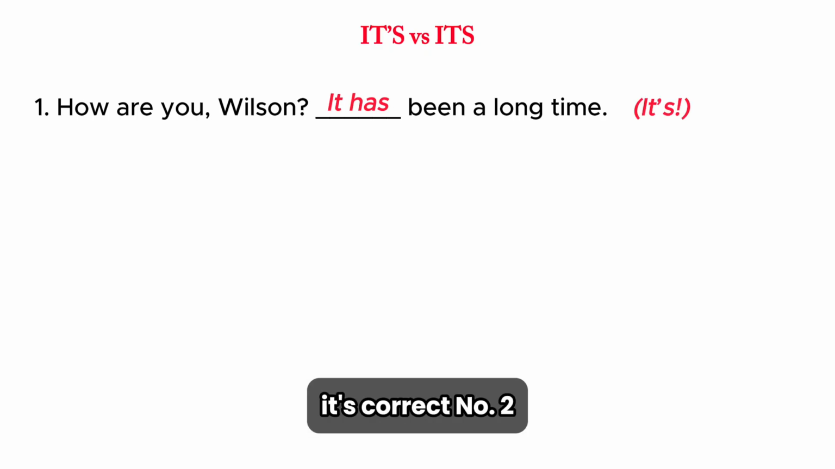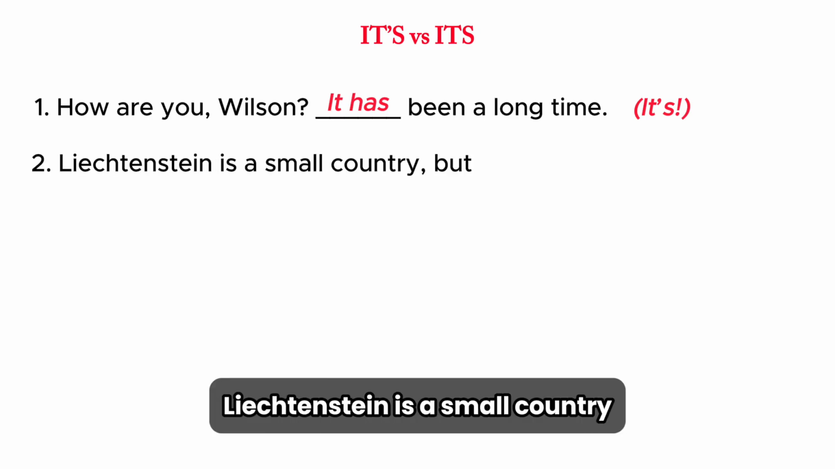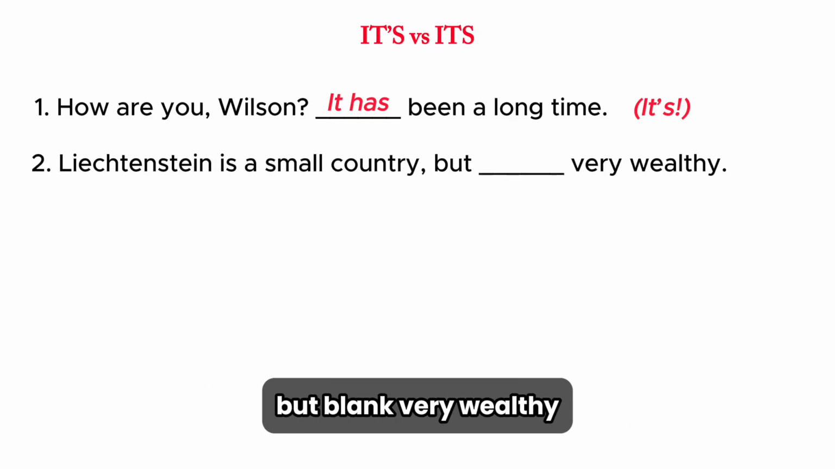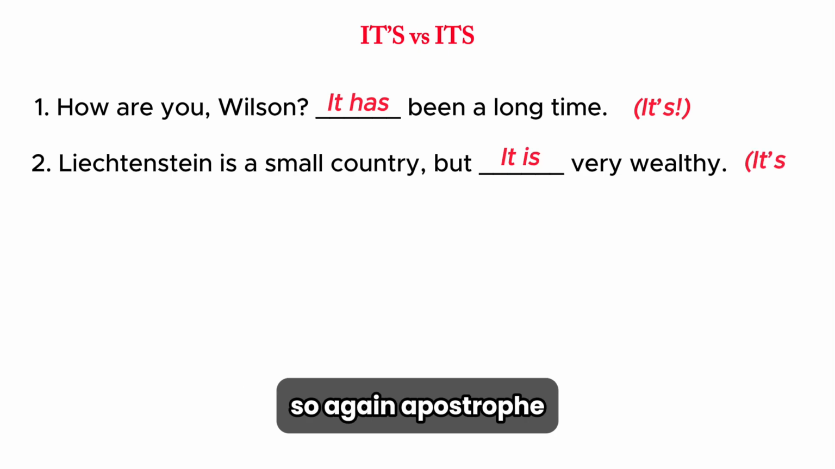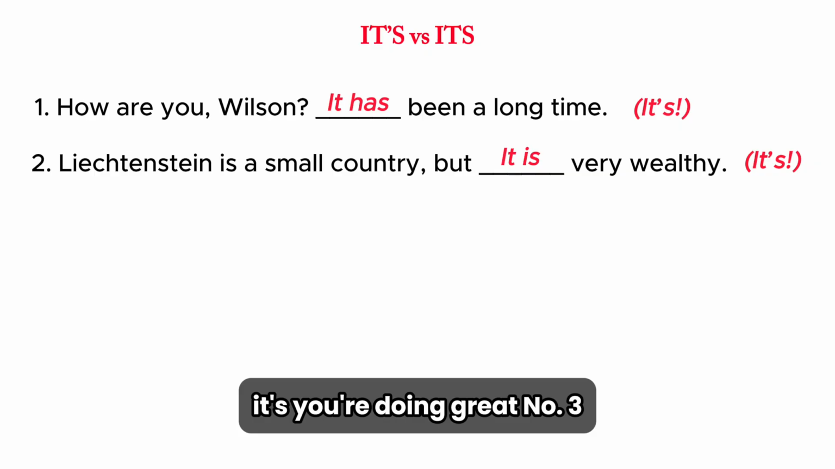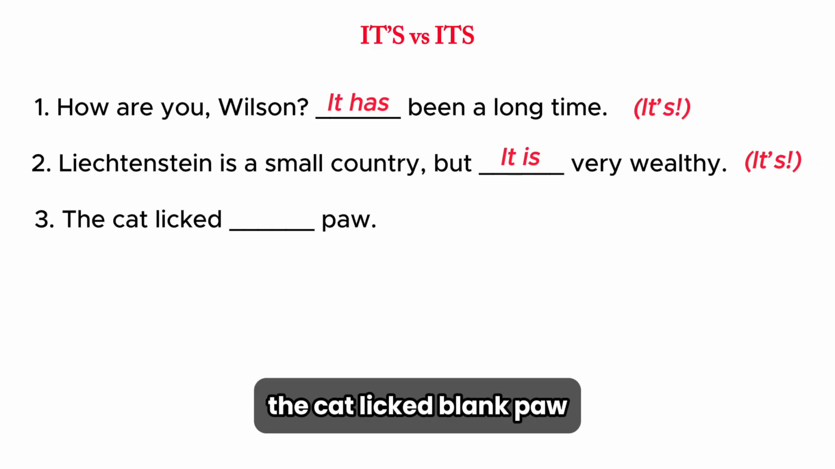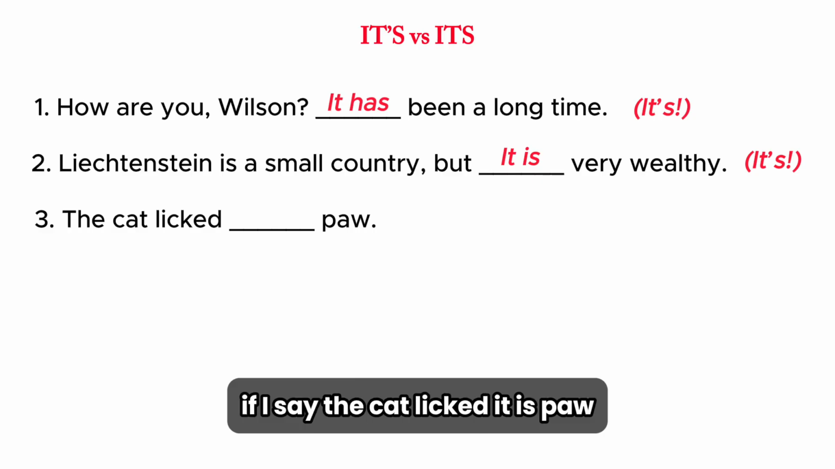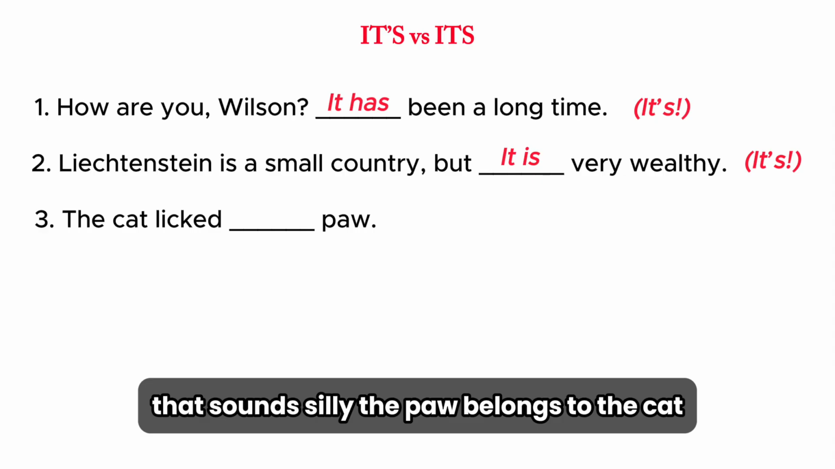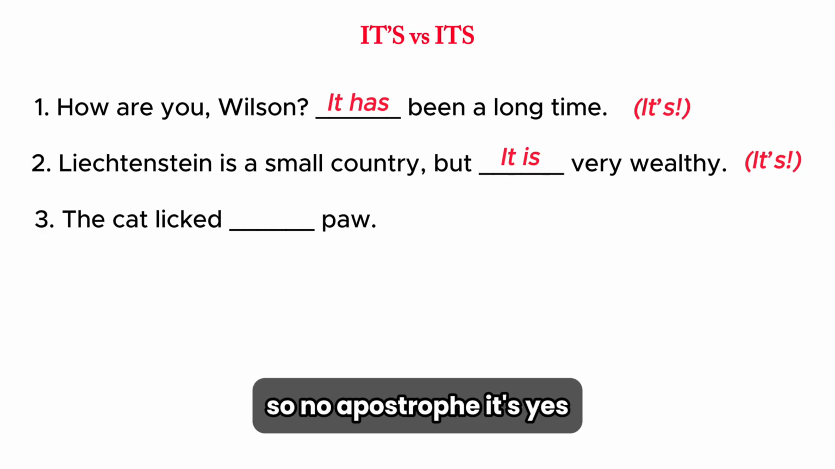It's. Correct. Number 2, Liechtenstein is a small country, but blank, very wealthy. I can say it is very wealthy. So again, apostrophe, it's. You're doing great. Number 3, the cat licked blank paw. Okay, wait. If I say the cat licked it is paw, that sounds silly. The paw belongs to the cat. So no apostrophe. Its. Yes.